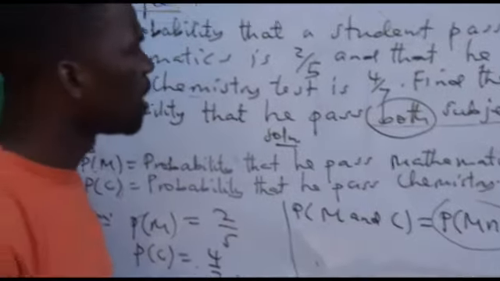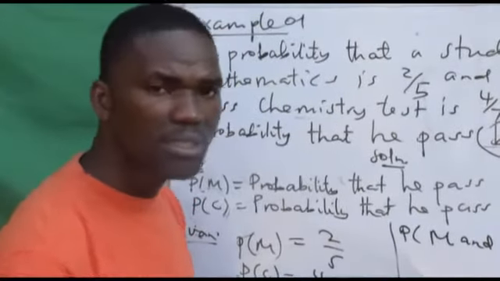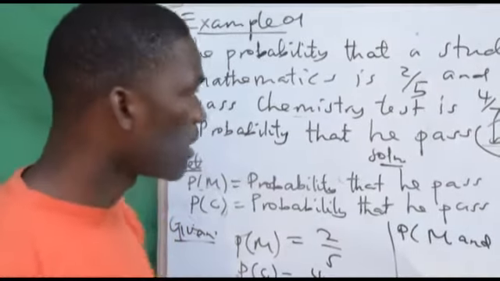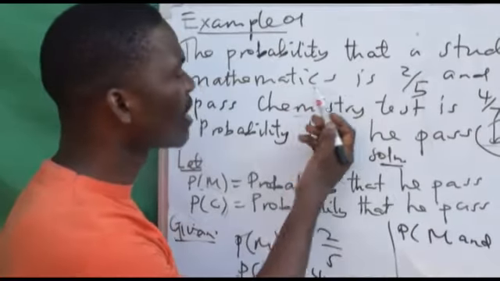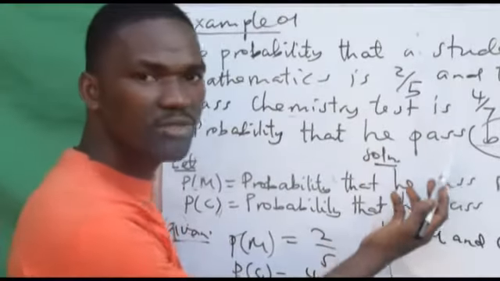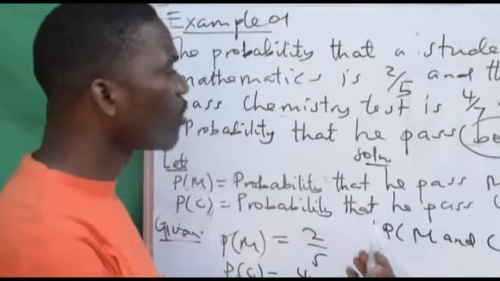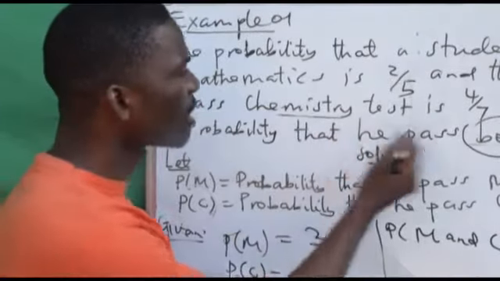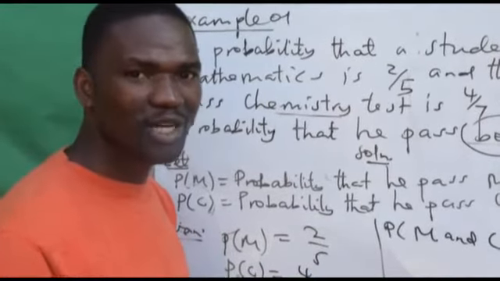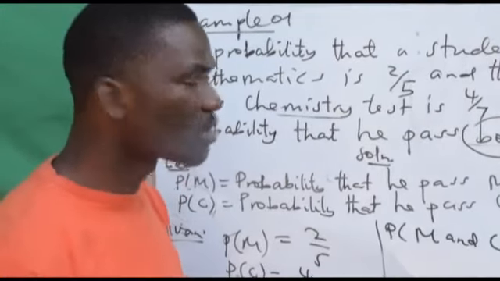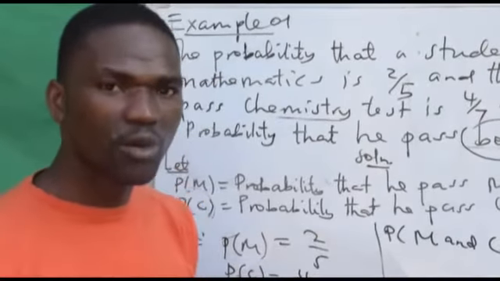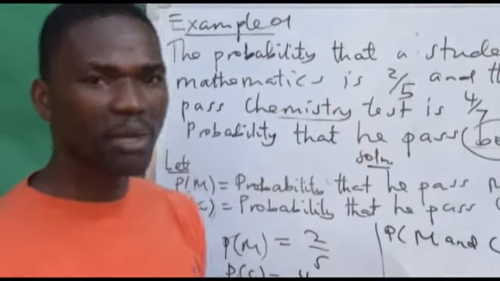Now, because these probabilities are coming from two experiments which are actually independent, because a student passing mathematics does not depend on whether he passed or failed chemistry, and also the opposite, that a student passing chemistry does not depend on whether he passed mathematics. So actually that is what we expect, by the way. So these two events are independent, and therefore you are free now to use the probability of independent events.